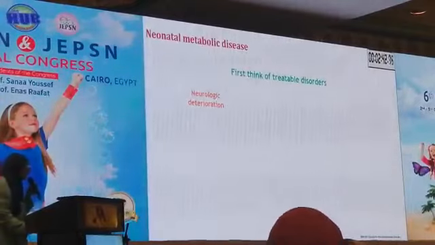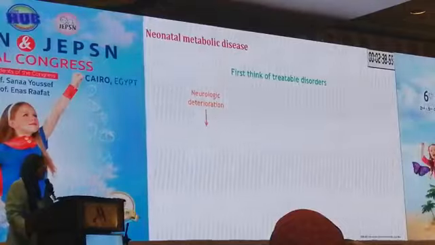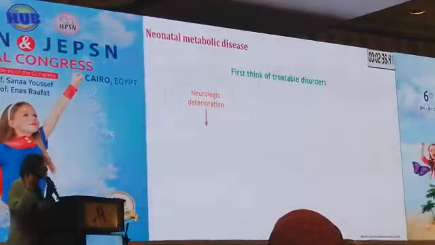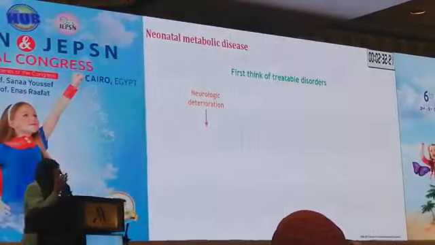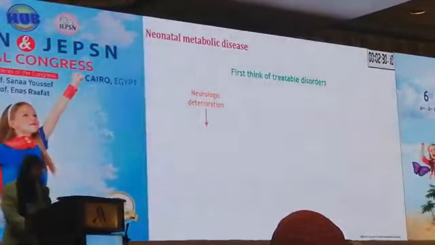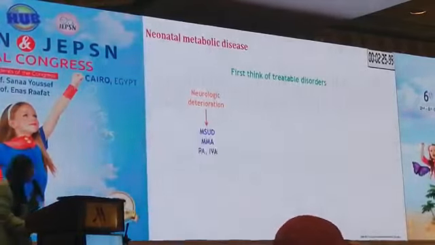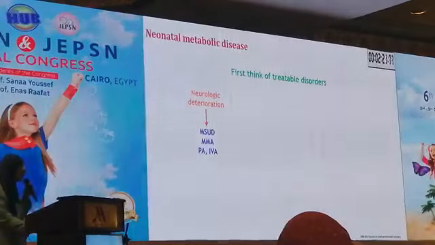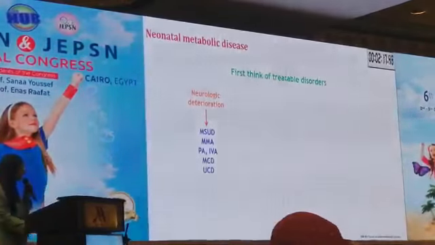First, if there is neurological deterioration, that is to say the baby has coma or a deteriorated level of consciousness, and they seem to be very quickly ventilated and so on, I have to think of maple syrup urine disease, methylmalonic acidemia, and other organic acidemias, which can also present with neurological deterioration, multiple carboxylase deficiency, and urea cycle disorder.